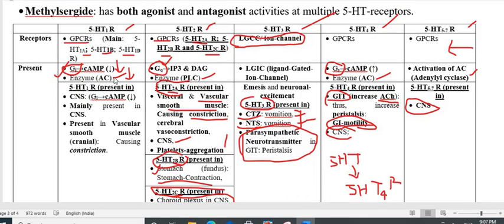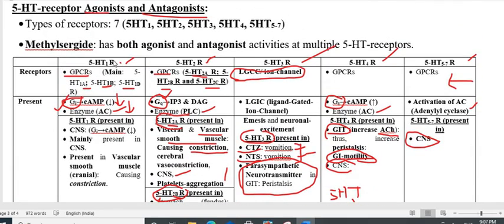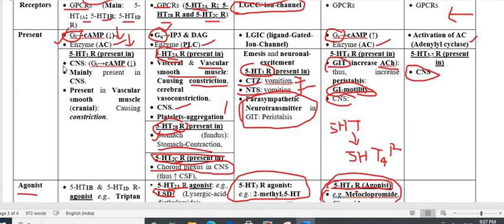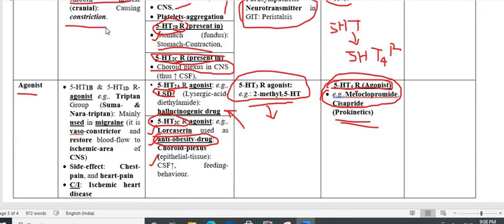So adenyl cyclase is not activated, less cyclic AMP is produced, and therefore this is how it performs its function through the 5-HT1 receptor. Now, where are these 5-HT1 receptors present? They are mainly present in the central nervous system. They are also present in smooth muscle, particularly the vascular smooth muscle of the cranial region, causing constriction. So this is very, very important.